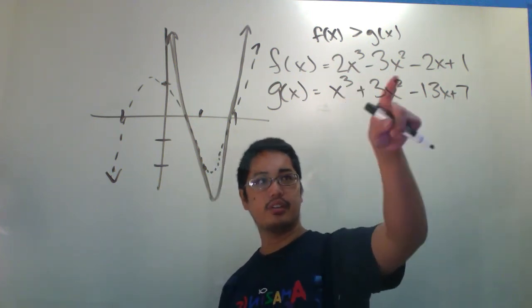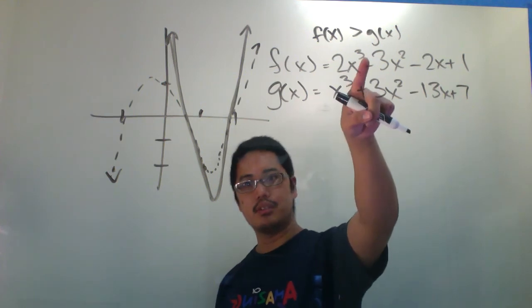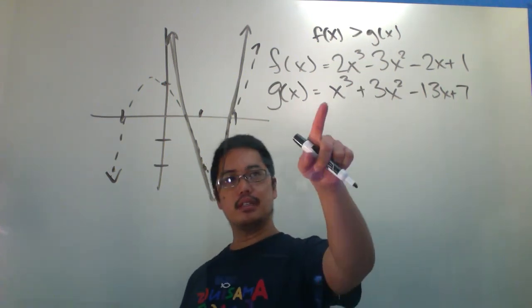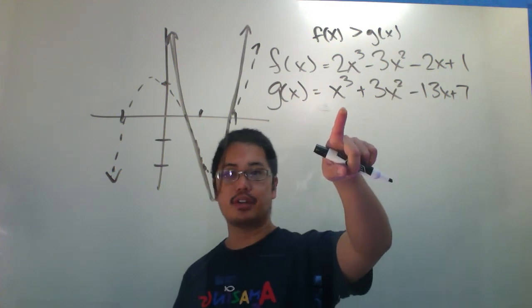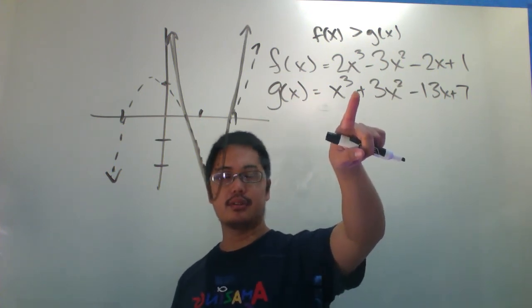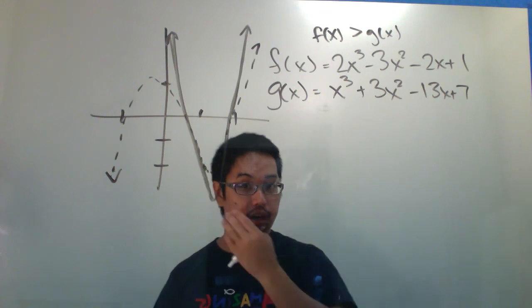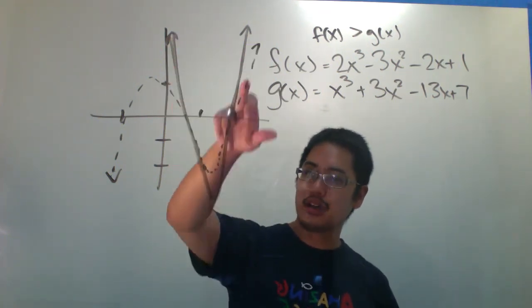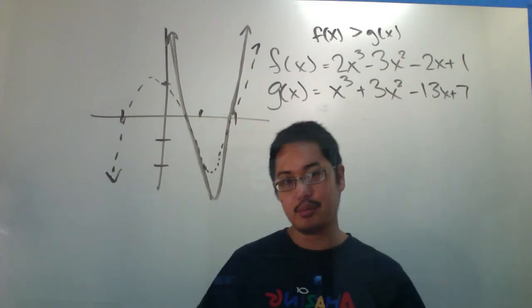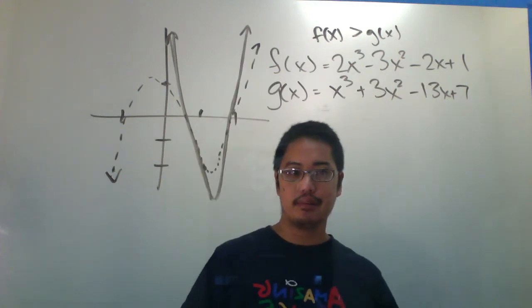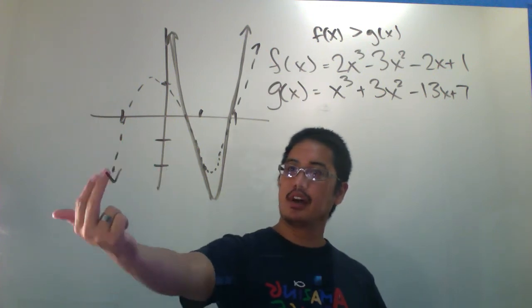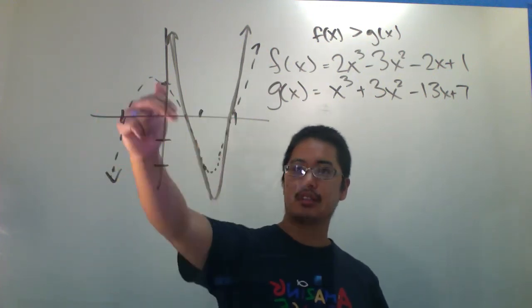This is a cubic function because of the x cubed. Agreed? Tell me what you guys think. This as well is a cubic function because of the x cubed, right? Now, I'll be honest with you, this one looks like a parabola. It doesn't look like a cubic function. You see what I mean? Whereas this one, the dotted line one, definitely looks like a cubic function.